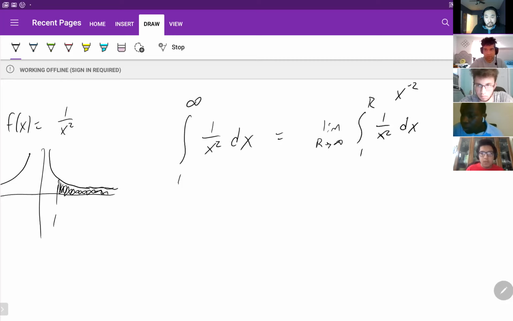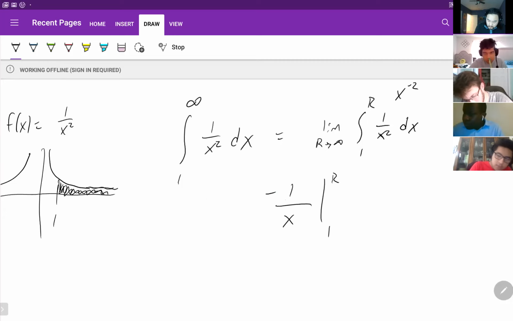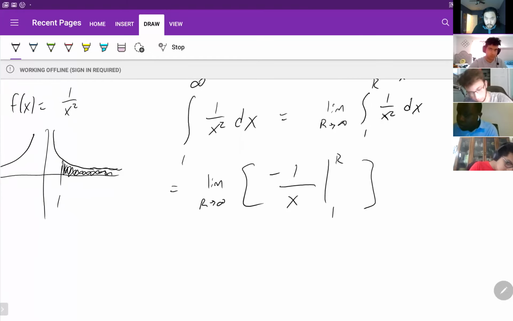Negative 2x. Oh wait, no. Add 1 to the exponent, right? x to the negative 1. So it's going to be 1 over x, with a negative, because of the power rule. Right? So we integrated it. We're going from 1 to r, the limit as r goes to infinity. Am I going too fast? You guys good? Okay.